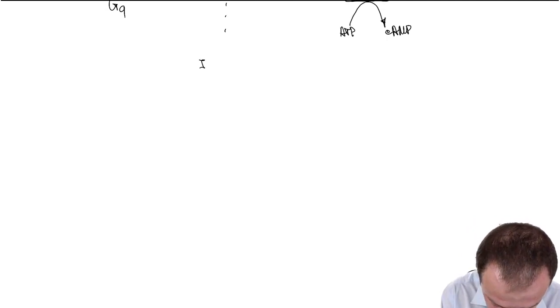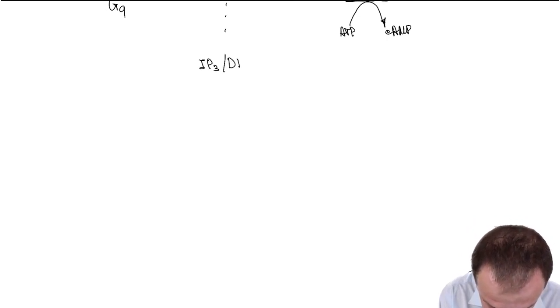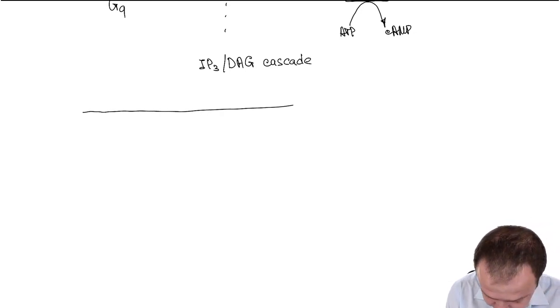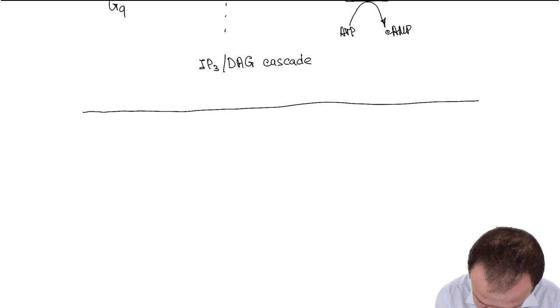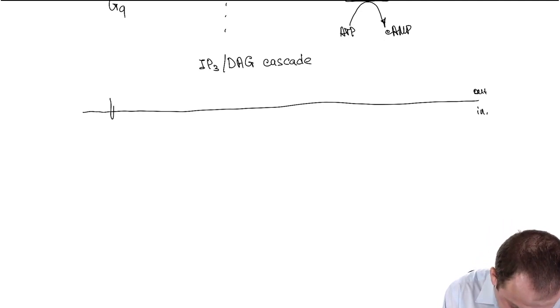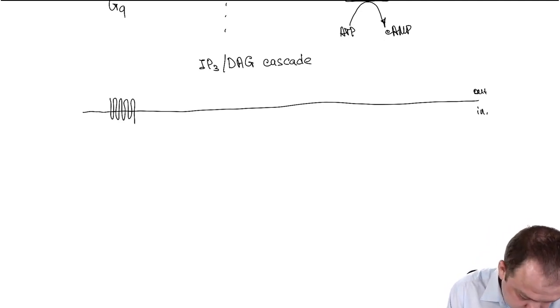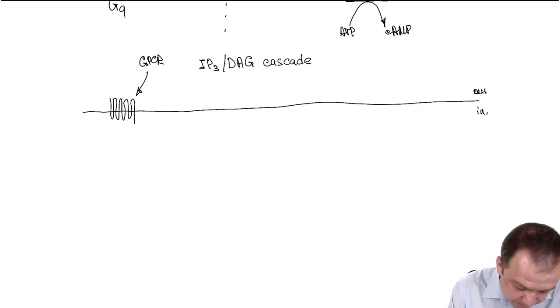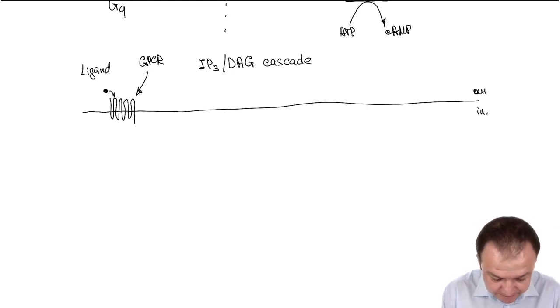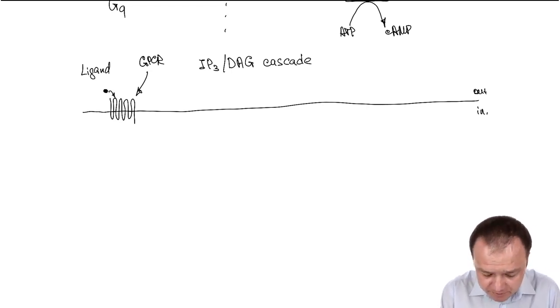Inositol triphosphate, IP3, diacylglycerol cascade. So we have cells, right, and it is a cellular membrane, outside, inside, and in this cell we have a GPCR receptor, and as we have a ligand, and this ligand attaches to this receptor, this causes conformational changes of this receptor.